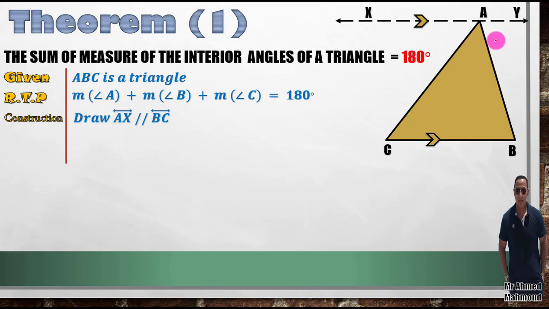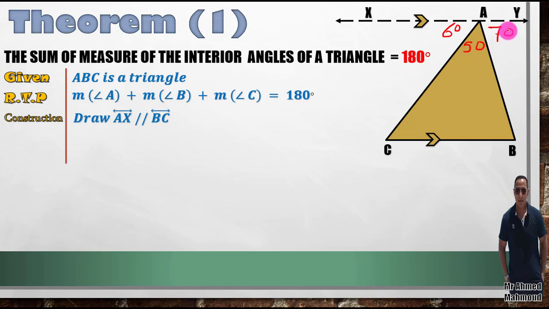First, if this angle equal 70 and this angle equal, for example, 60, so this XY is a straight angle, so it is 180. 180 minus 70 plus 60 equal 50. So this angle equal 50.